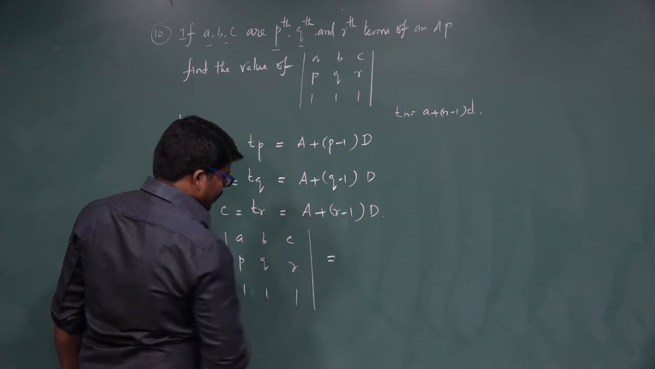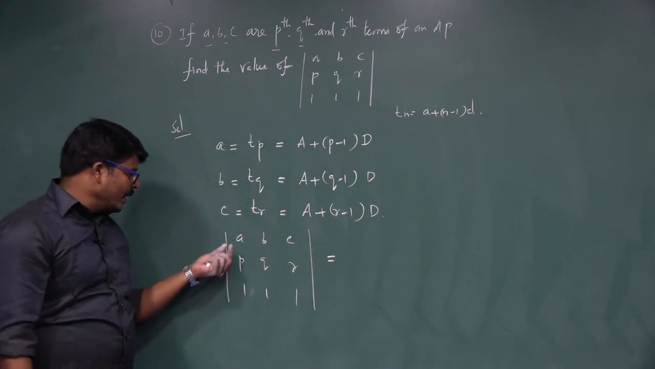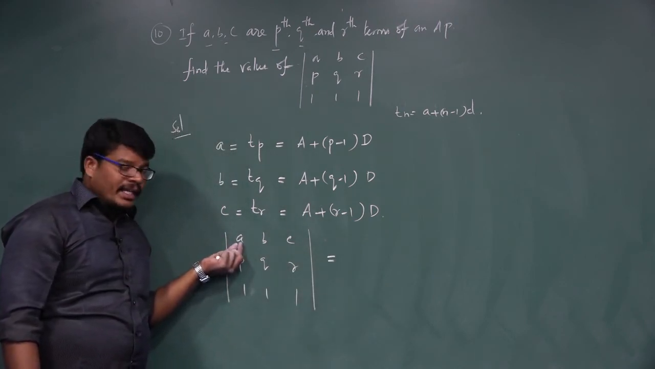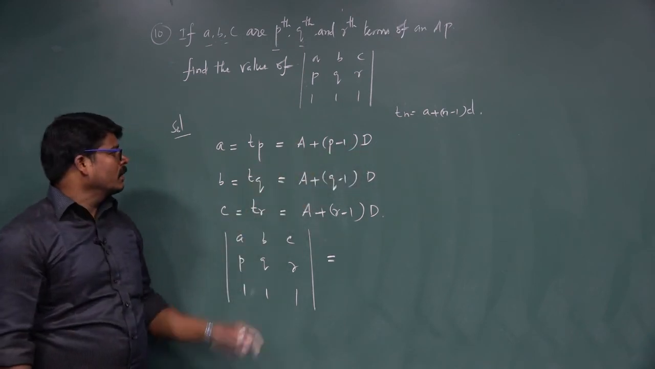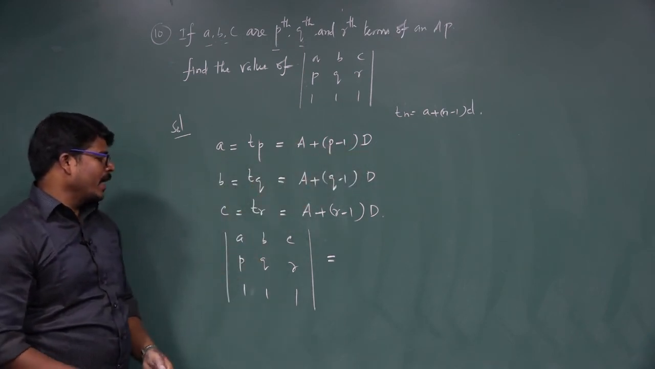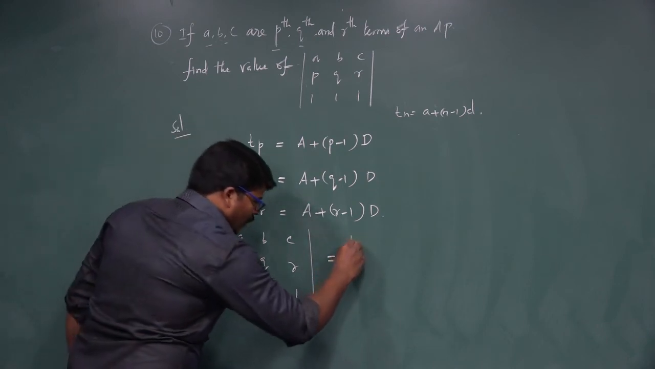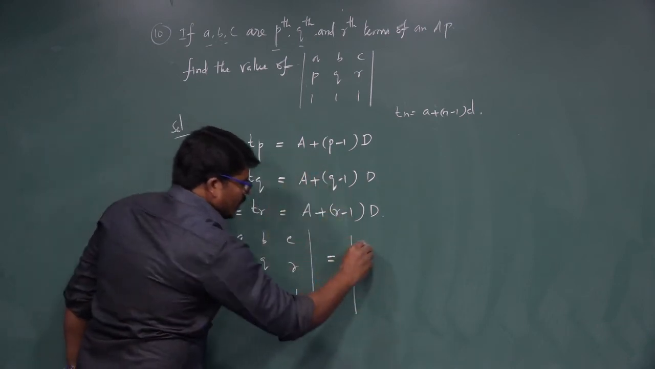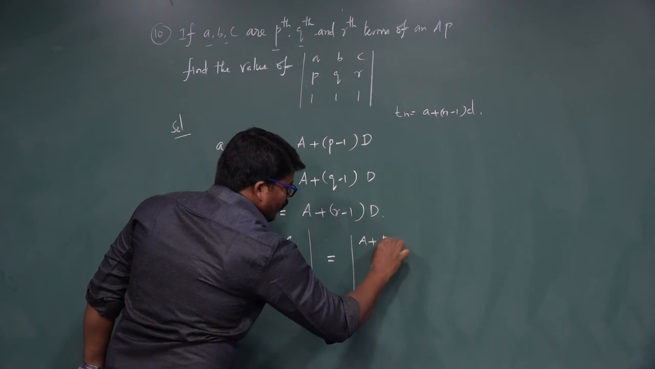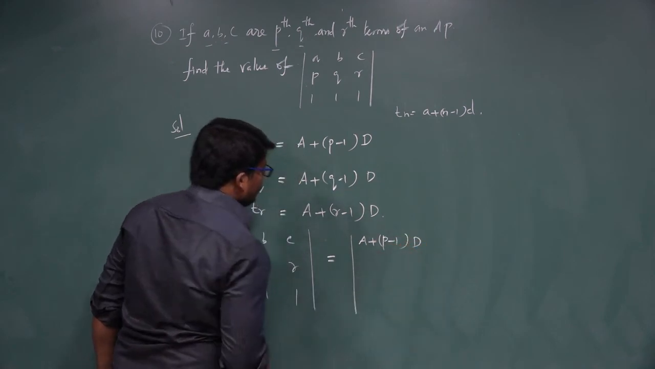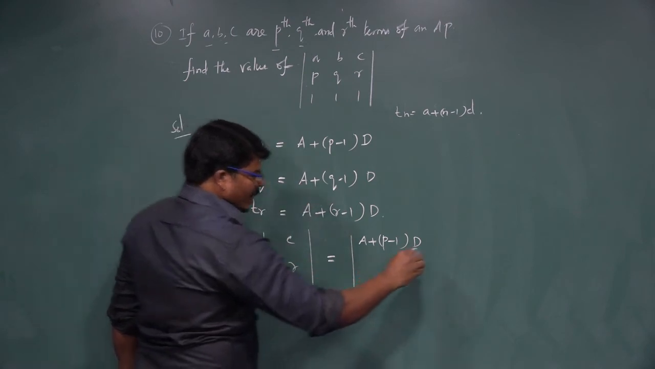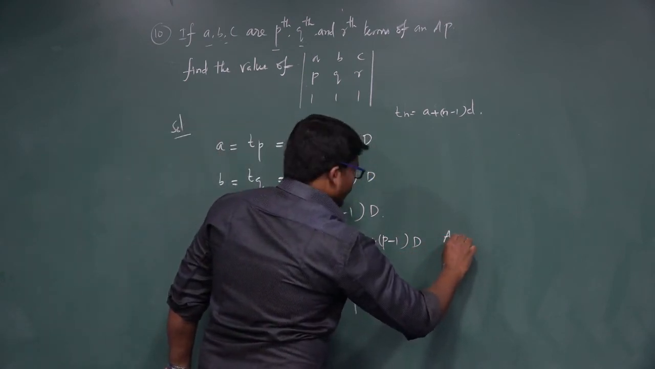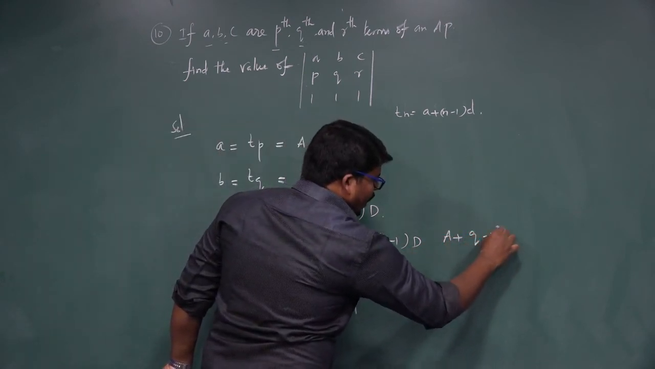This is equal to, here a is already found: a equals A plus p minus 1 into D. Substitute the values: a is A plus p minus 1 into D. Next, b is A plus q minus 1 into D.